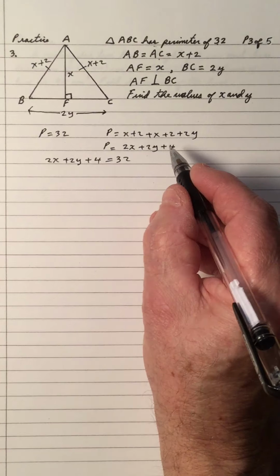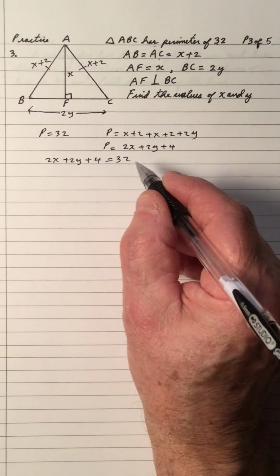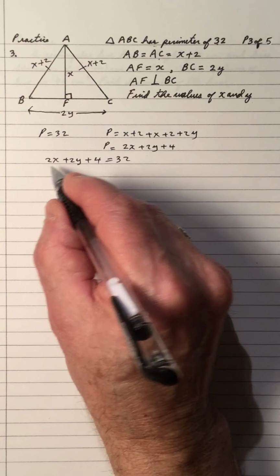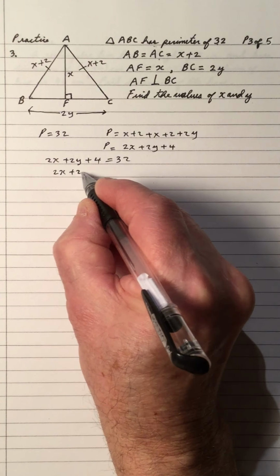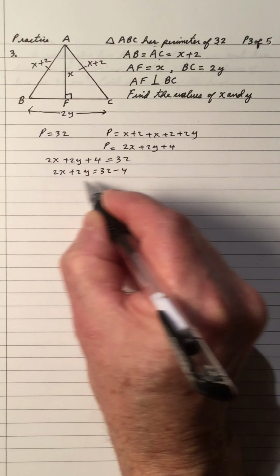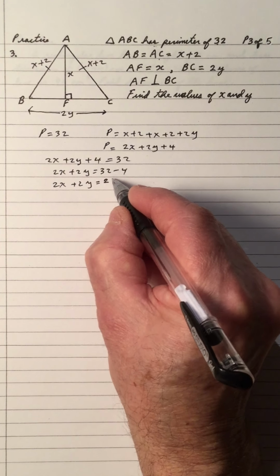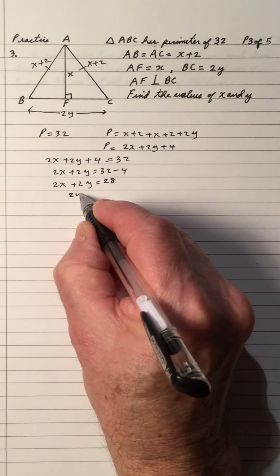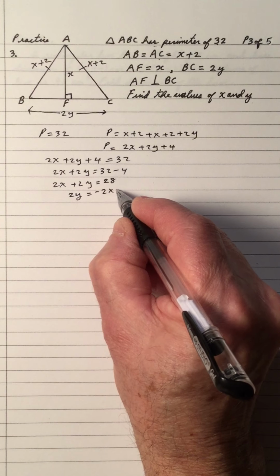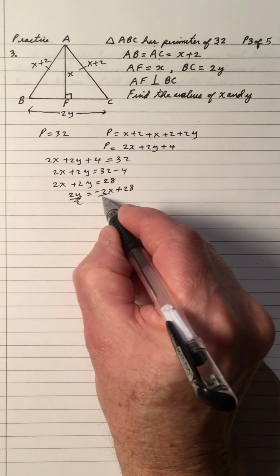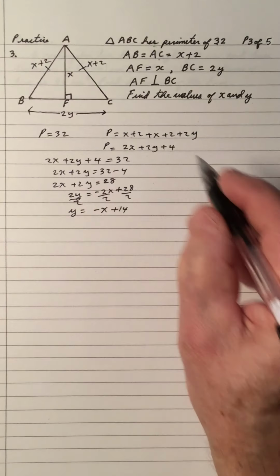Notice we have x and y values, so we have to solve this equation, and I normally solve it for y in terms of x. So that means we have 2x plus 2y equals 32 minus 4. 2x plus 2y equals 28. I'll solve it for y, so the 2x moves to the right to become negative, and we divide all terms by 2. So y is equal to negative x plus 14.